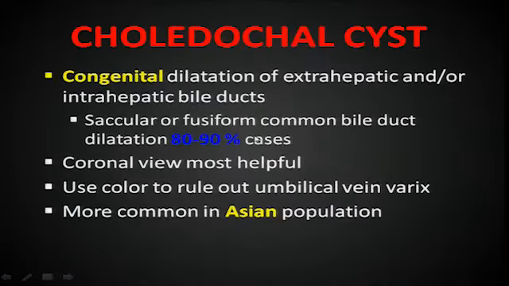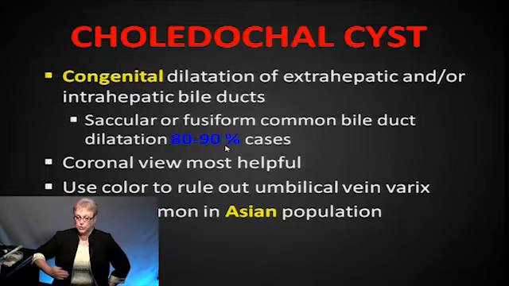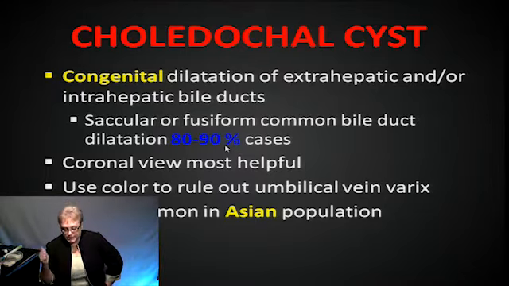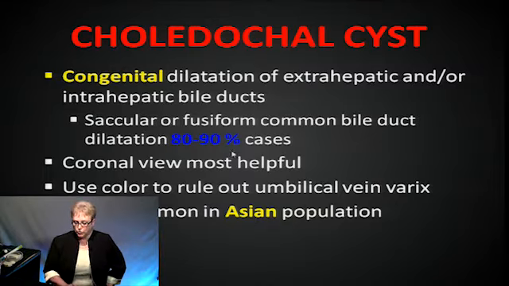Choledochal cyst. Congenital dilatation of the extrahepatic and/or intrahepatic bile ducts. It's usually saccular or fusiform, with common bile duct dilatation in about 80 to 90% of the cases. Coronal view is the most helpful. So you're going to scan in the coronal, looking from side to side on the baby's abdomen, scanning from anterior to posterior. That gives you the most information. If you can obtain a clip, that's the best way to do it. Use color to rule out any type of vascular collection, and it's more common in the Asian population.